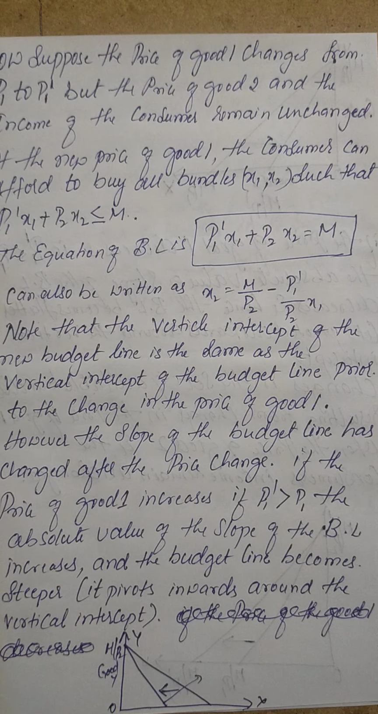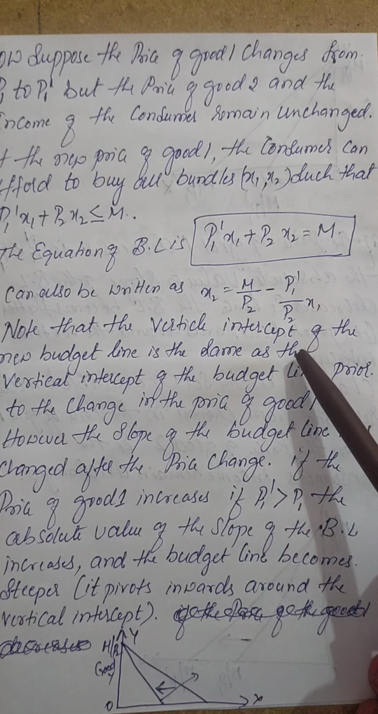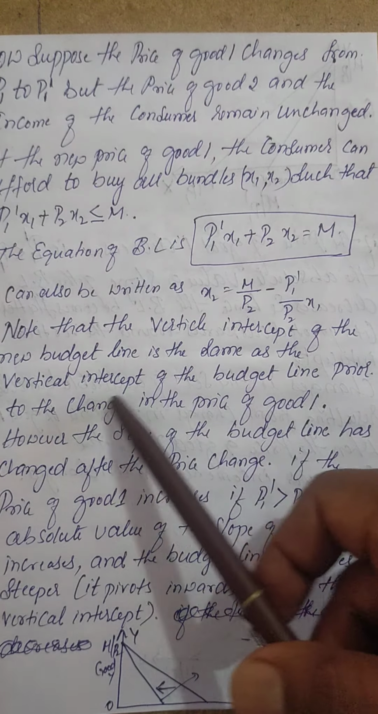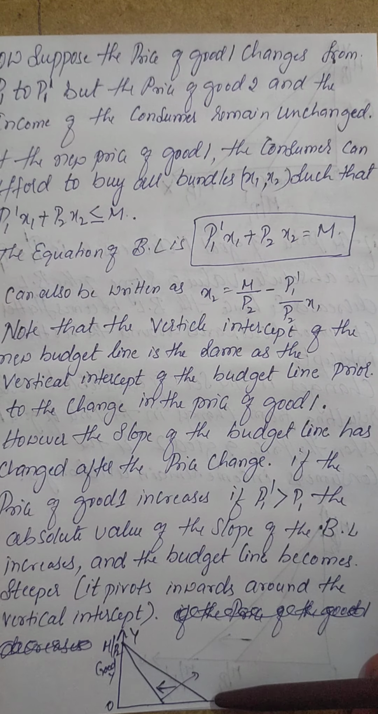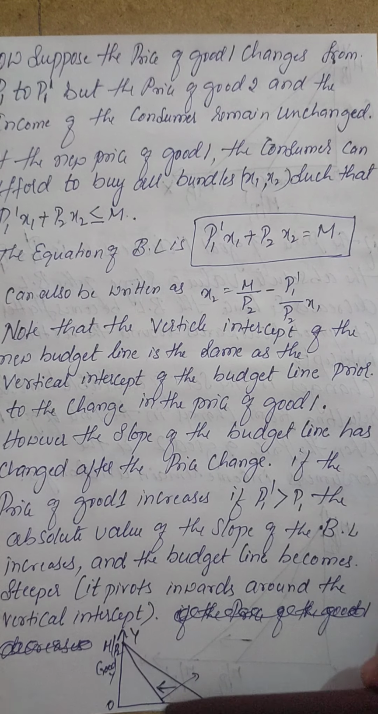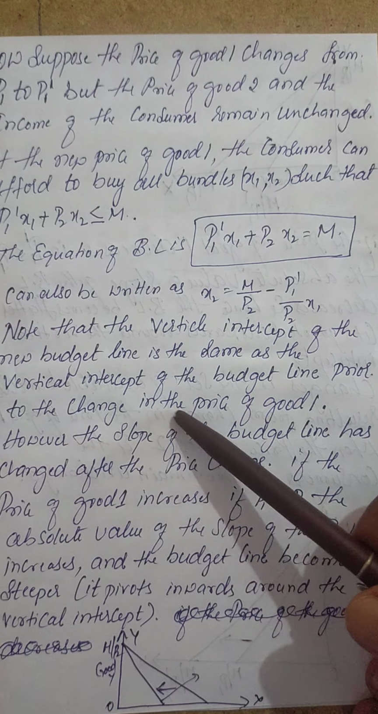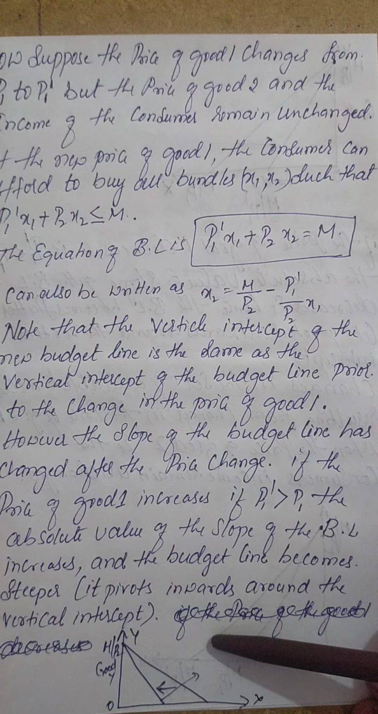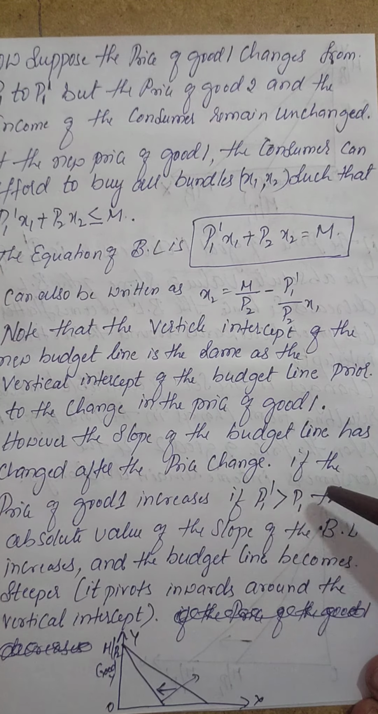Let me tell you once again about this. Note that the vertical intercept of the new budget line is the same as the vertical intercept of the prior budget line. So this is the prior budget line, and this is the new budget line. Both look the same when the price of good one changes. However, the slope of the budget line changed after the price change.